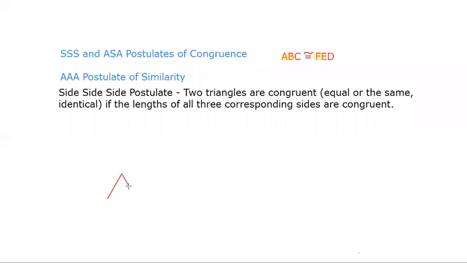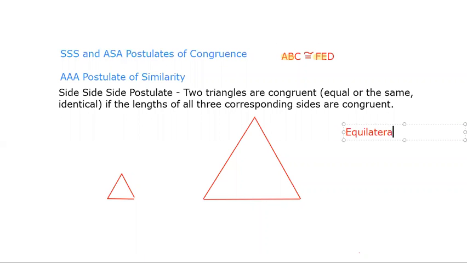Let me see if I can draw two triangles that are equilateral triangles. Is what I'm attempting here. Now remember, in an equilateral triangle, all three angles are the same and all three sides are the same length. So there are two equilateral triangles, and equiangular. One implies the other.